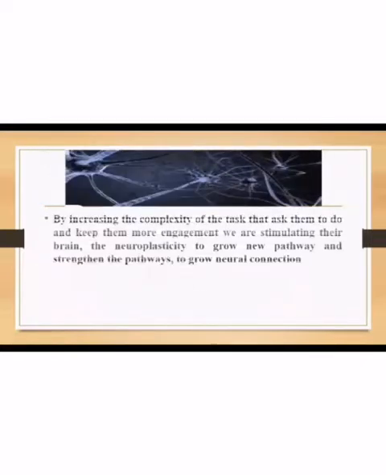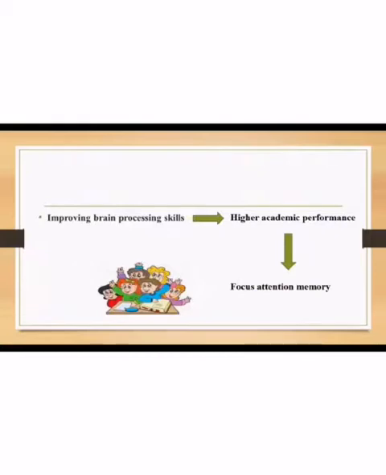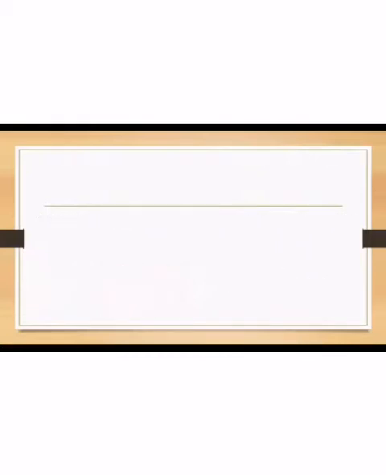So by active engagement, by increasing the complexity of the tasks that we ask them to do, and keeping them more engaged, we are stimulating their brain, the neuroplasticity, to grow new pathways and strengthen the pathways to grow neural connections. Improving brain process skills will lead to higher academic performance, and this will lead to focus, attention, and memory.